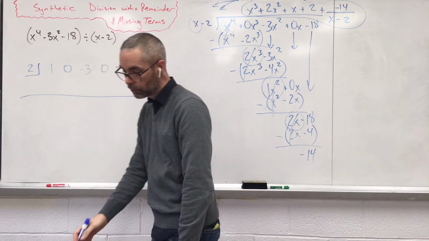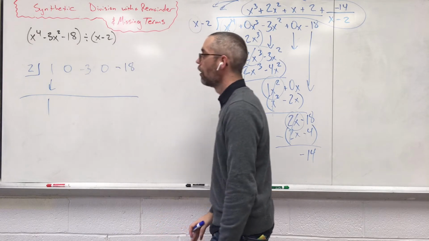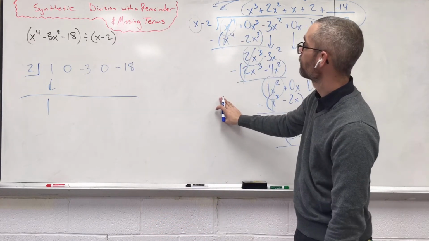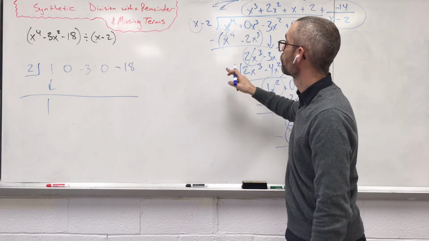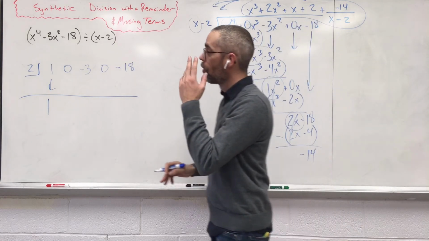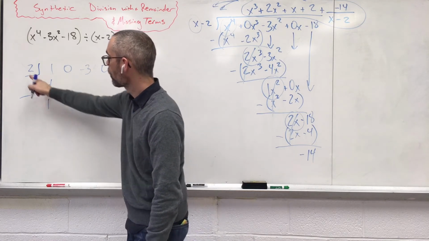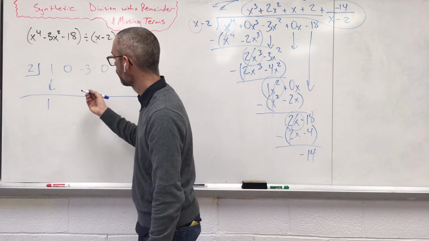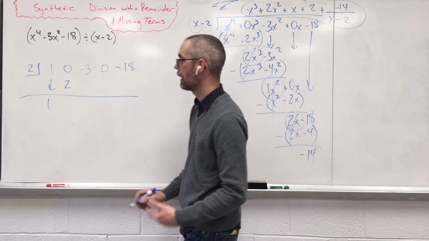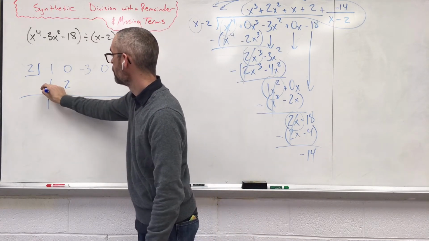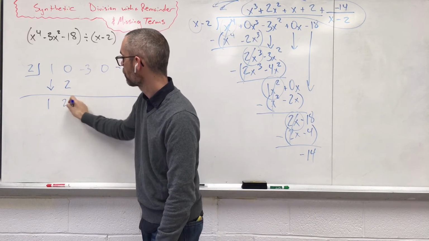So what we'd end up doing is I got to bring my first number down. Now, like long division where we had this process of what goes in the what, multiply, subtract, bring down, we're going to start with bringing a number down. We bring that first number down, and then we multiply. 1 times 2 gives us 2. My answer goes up top. I now want to combine my 0 and my 2. So 0 plus 2 gives us 2.